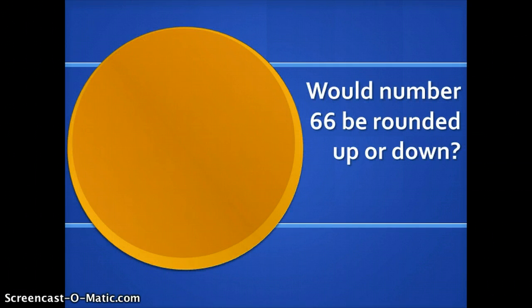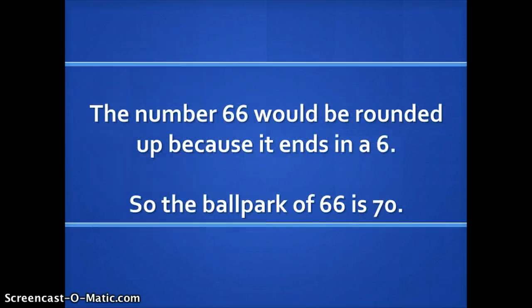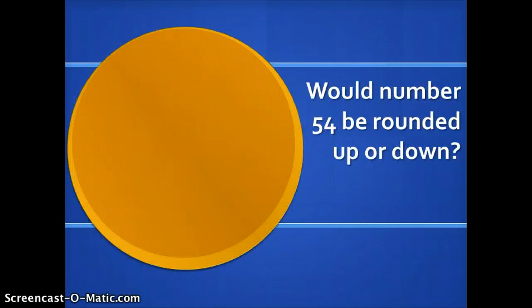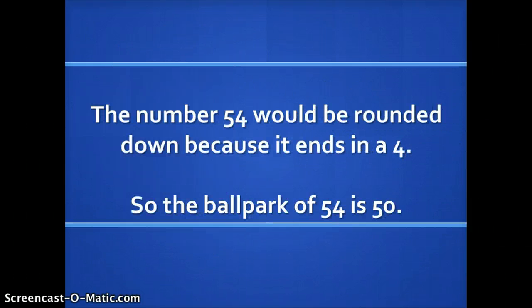Would the number 66 be rounded up or down? The number 66 would be rounded up because it ends in a 6. So the ballpark of 66 is 70. Would the number 54 be rounded up or down? The number 54 would be rounded down because it ends in a 4. So the ballpark of 54 is 50.